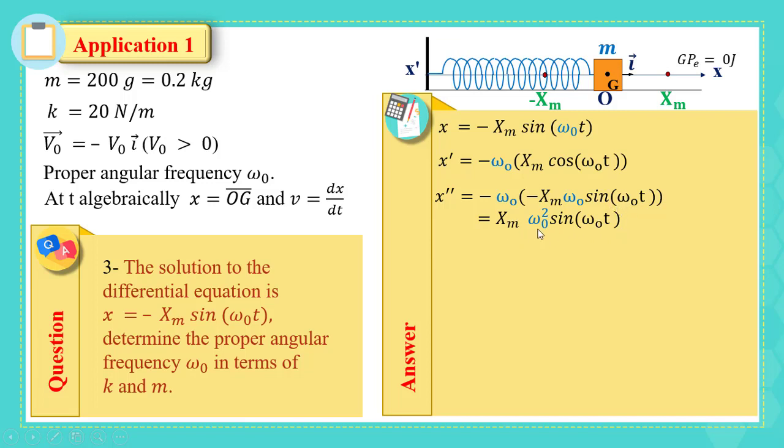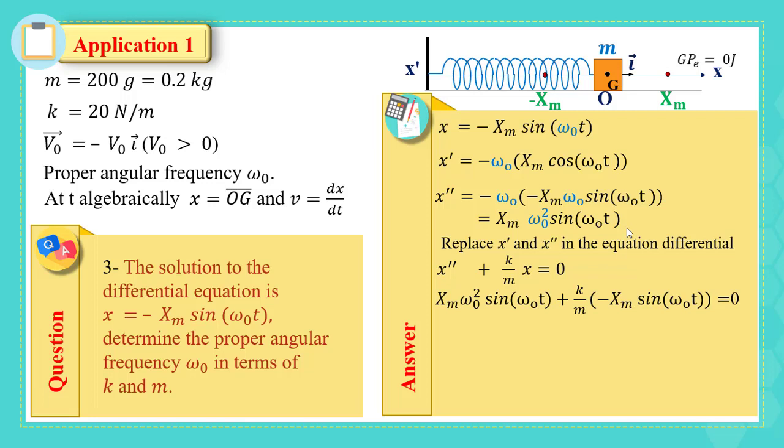Then we can write it as xm omega 0 squared sine omega 0 t, and now we can replace it in the second order differential equation. Replace x double prime by this answer, xm omega 0 squared sine omega 0 t. Then replace x by what they gave us, minus xm sine omega 0 t, equals 0. Take xm sine omega 0 t common, then we can write it as xm sine omega 0 t times (omega 0 squared minus k over m).